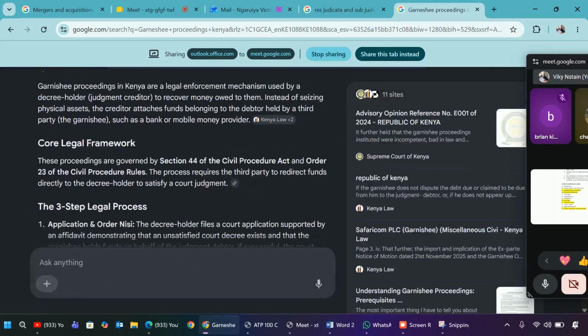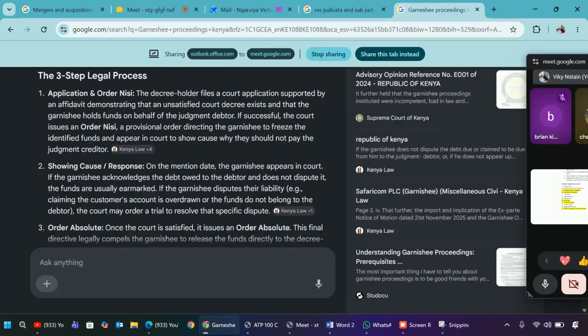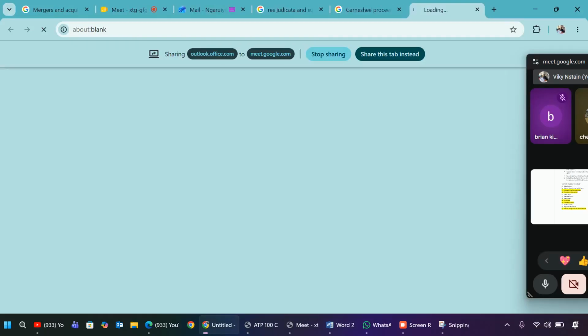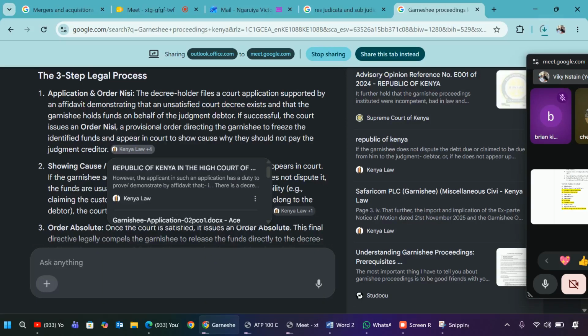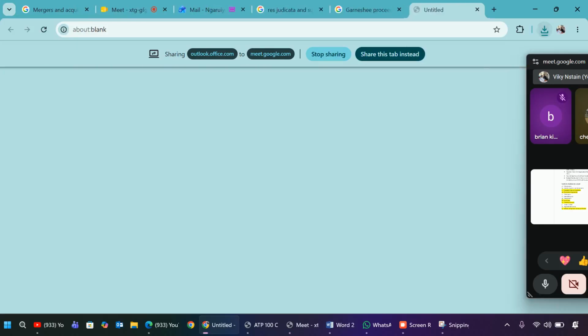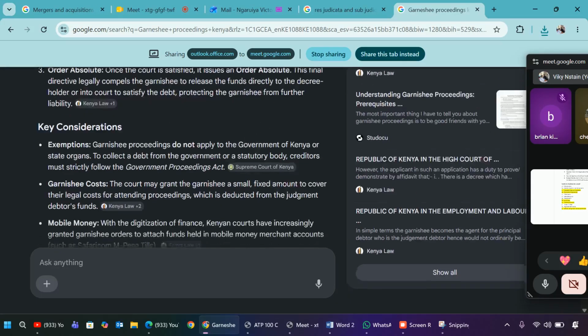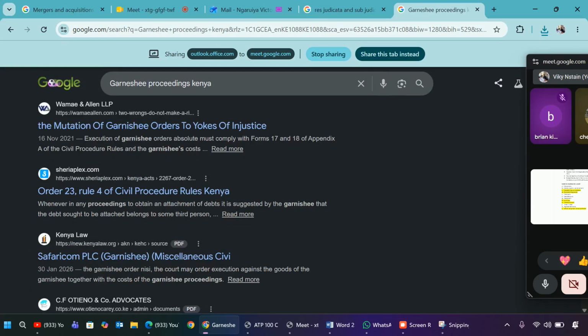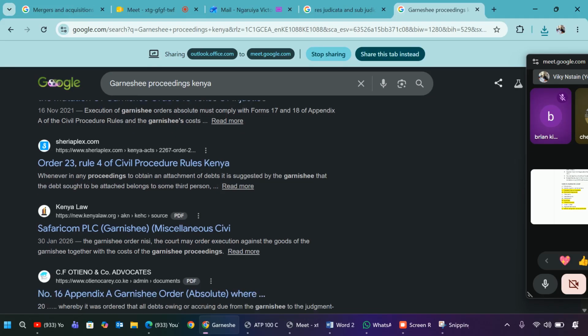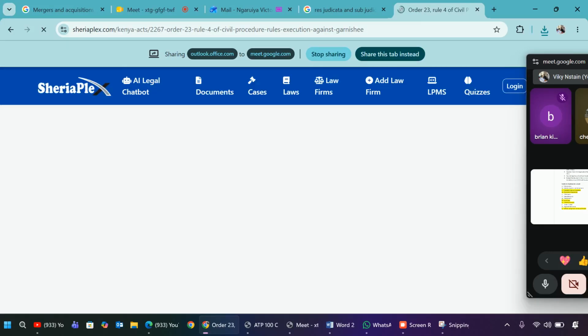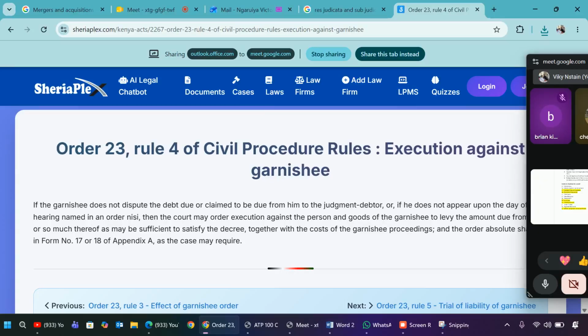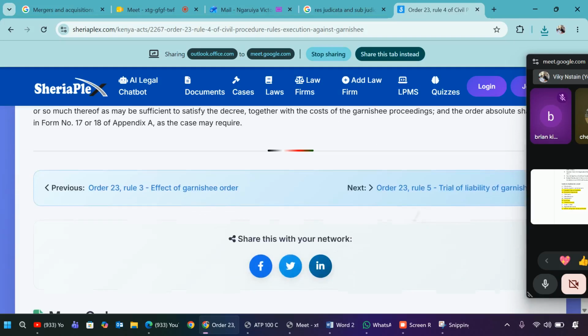So I'm trying to look at what is the enabling document to use when you are filing for garnishee proceedings, to avoid a situation where it will come to our exams and we don't know the correct document to use. So Order 23, Rule 4 of the Civil Procedure Rules, execution against a garnishee. This is now the execution part.